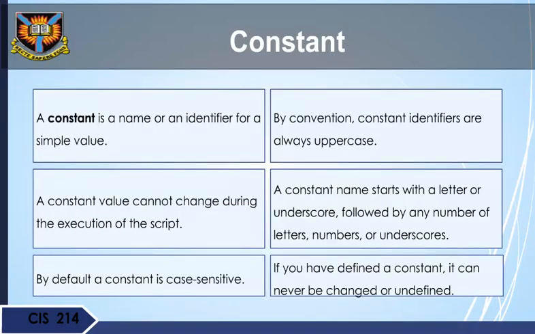Constant. A constant is a name or an identifier for a simple value. A constant value cannot change during the execution of the script. By default, a constant is case sensitive. By convention, constant identifiers are always uppercase. A constant name starts with a letter or underscore followed by any number of letters, numbers, or underscores. If you have defined a constant, it can never be changed or undefined.